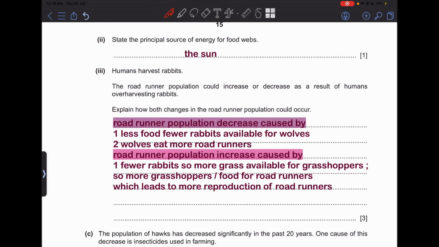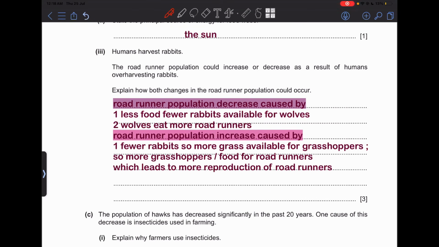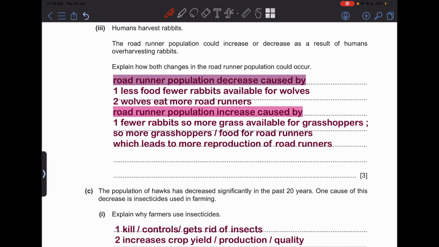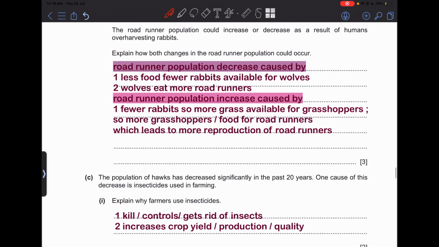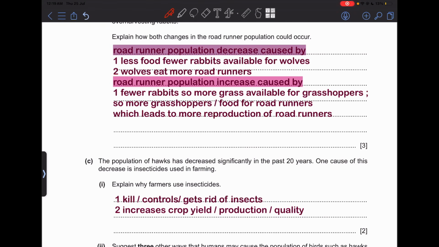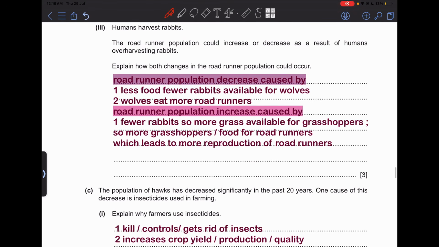So, if there is less food for the roadrunners, there will be a decrease in their population. And also, if there are wolves eating more roadrunners, there will, of course, be a decrease in their population. Now, roadrunner population can increase if there are fewer rabbits, so more grass available for grasshoppers, so more grasshoppers or food for roadrunners, which leads to more reproduction of roadrunners. So this is basically the answer.